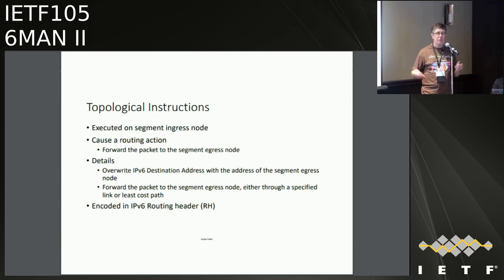And some details, what the instruction does is it overwrites the destination address and it forwards either through an interface or through the least cost path. And we encode this in an IPv6 routing header. You've seen that presentation before. It's the compressed routing header.